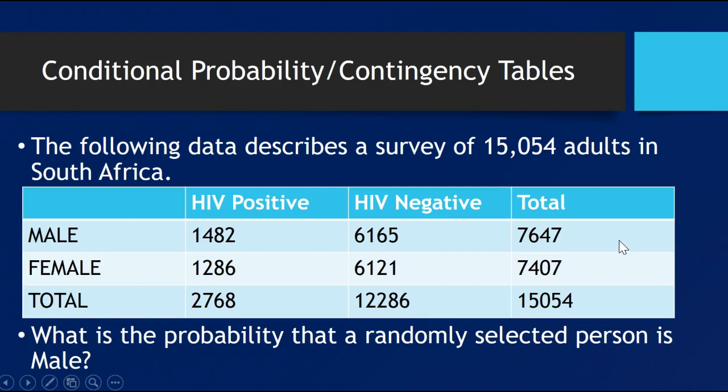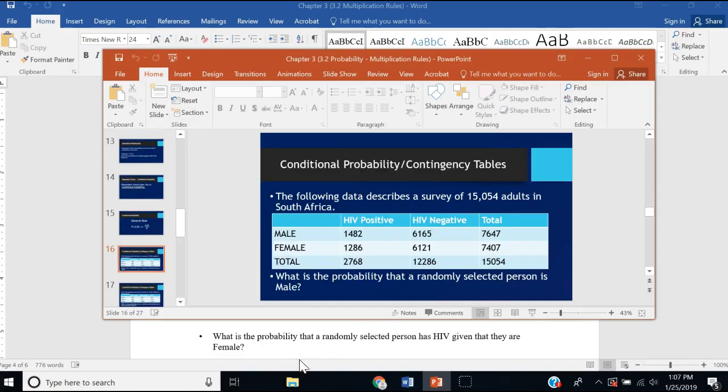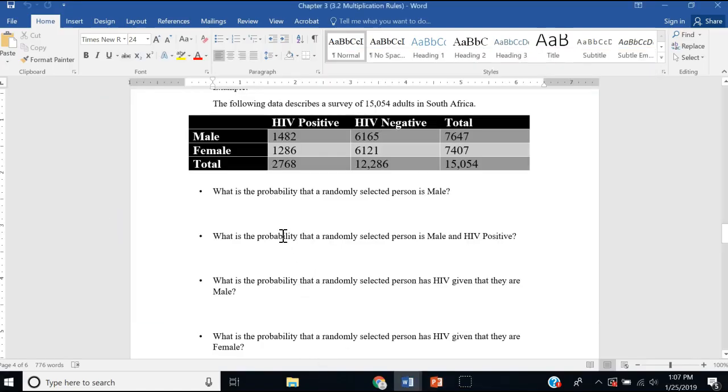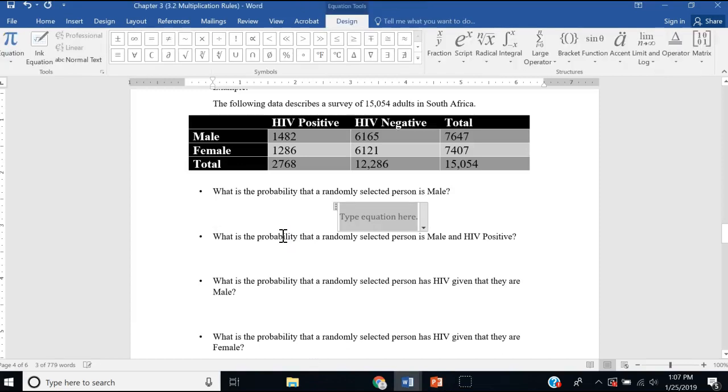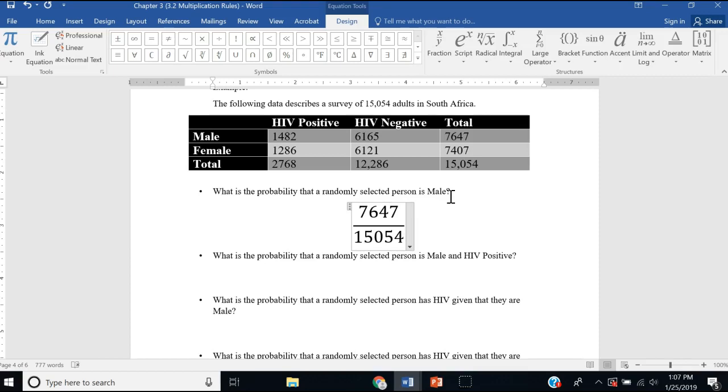We just take the total number of males, 7,647, and we put that over the 15,054. So let me write that out on this. We'd say, what's the probability that a person is male? Well, there are 7,647 males out of the total, which is 15,054. All right, so we'd end up with that probability.